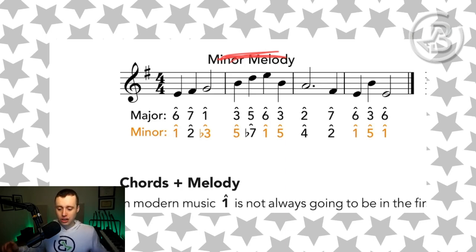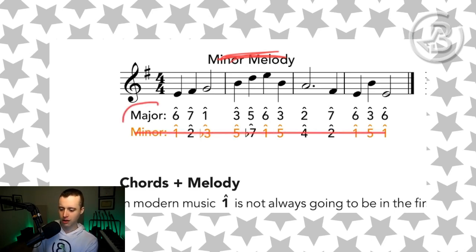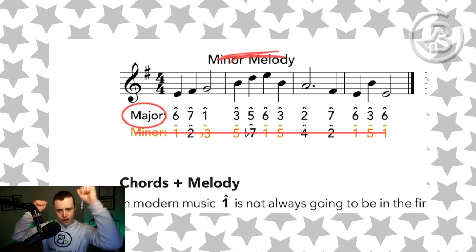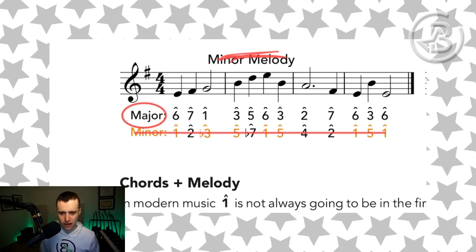So let's imagine this from a major perspective. We're not going to worry about minor for right now. We're just going to worry about major. So we're putting our major hats on. We're going to imagine this melody as major. The first note, which is E, is scale degree 6. And then the next note, F sharp, as 7, then 1. So in the first measure, we do have a scale degree 1 landing on a strong beat, landing on beat 3 because we are in 4/4.